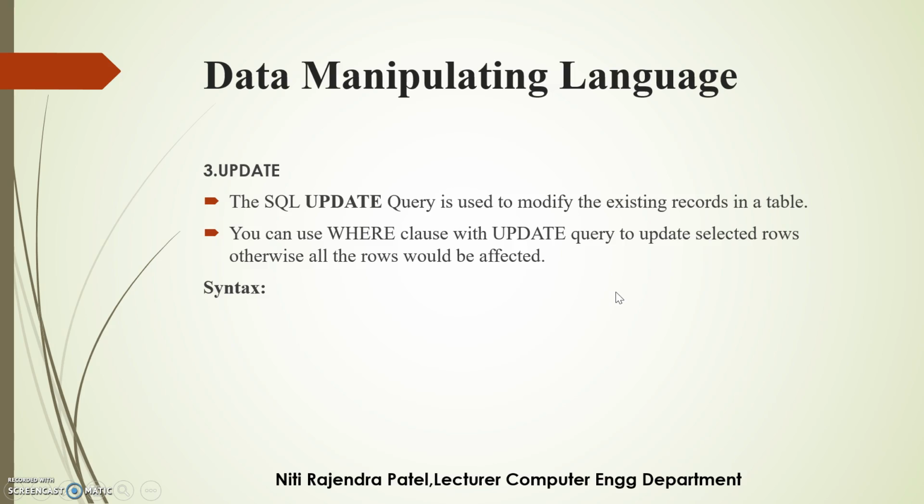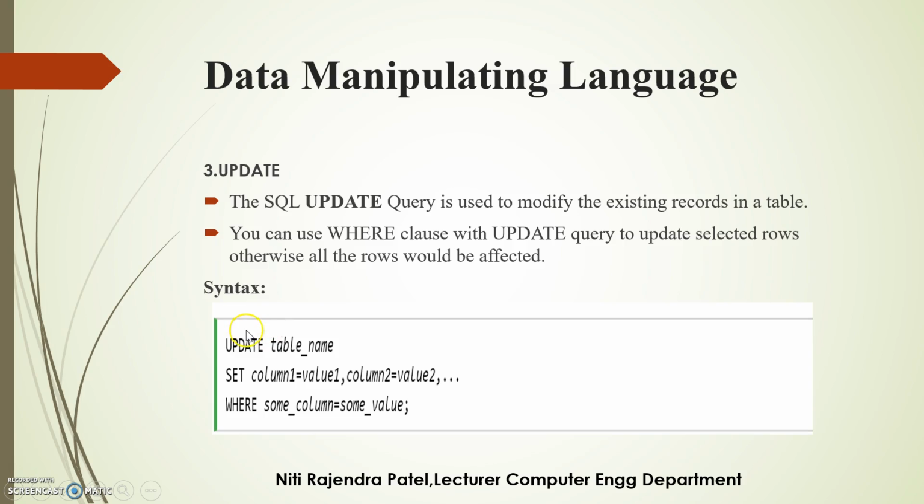Next data manipulation language command is the update command. The update command is used to modify an existing record in the table. The where clause also has to be written with the update query, otherwise all the records or all the rows of the table would be affected. The query for update is: update table name, set column 1 equal to value 1, column 2 equal to value 2, where some column is equal to some value.